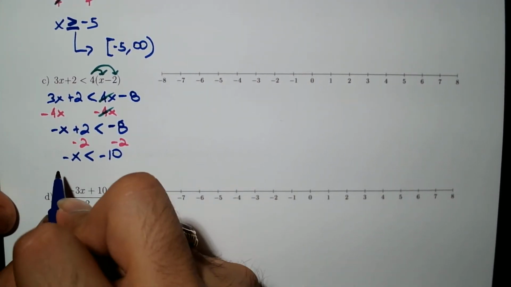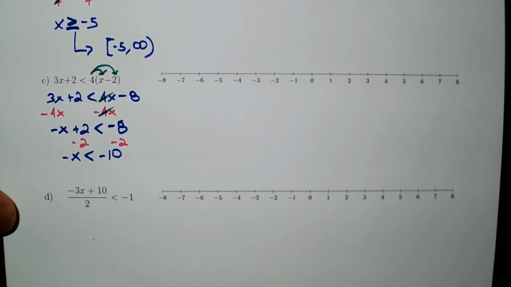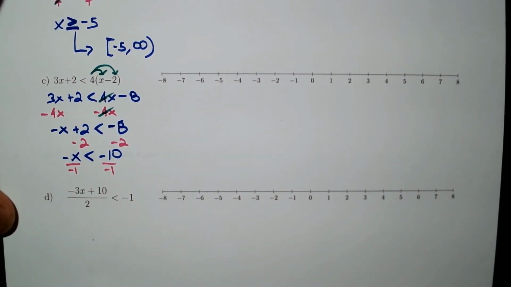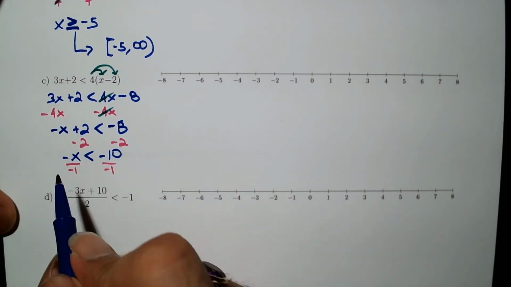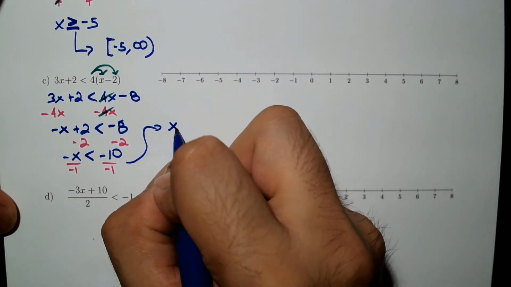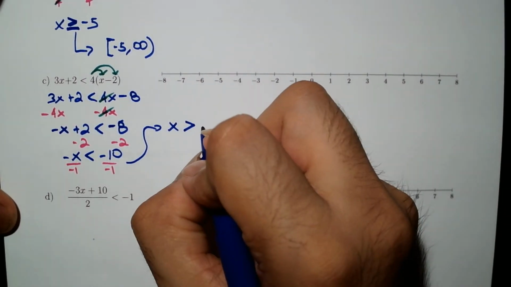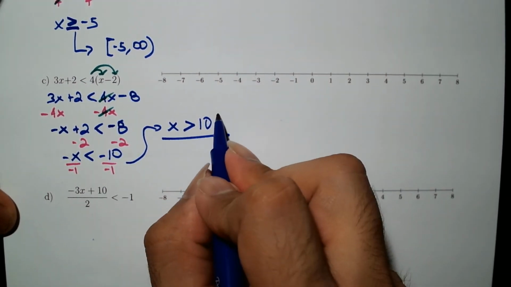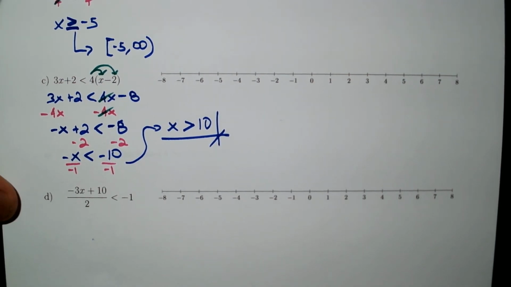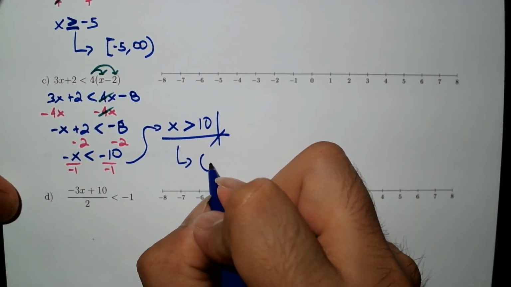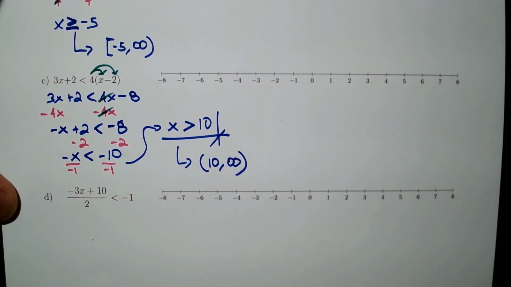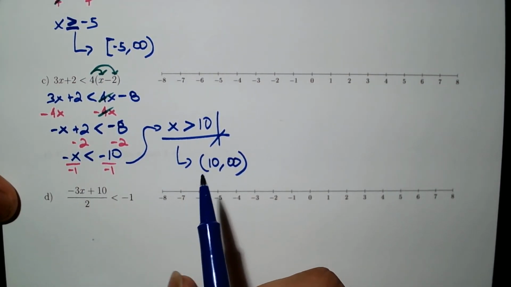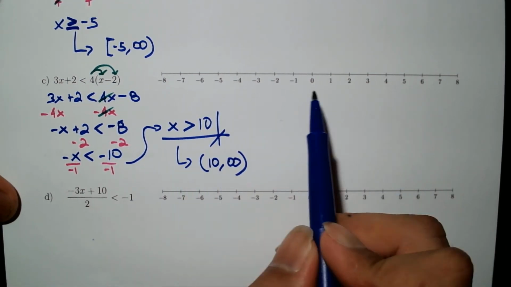Now, negative x, in order to get x by itself, we need to divide by negative 1. But what happens when we divide by negative 1 or multiply by negative 1? We get x greater than the number positive 10. Final answer. Alright, which in this case is in interval notation from 10 to infinity. Okay, and in this case all we are left to do is using the number line to graph this.